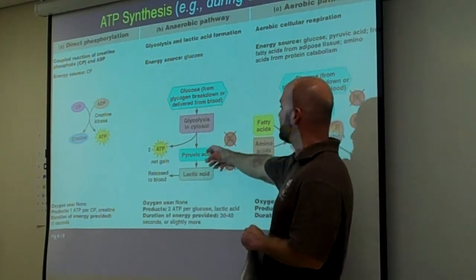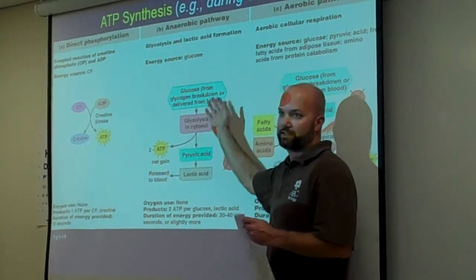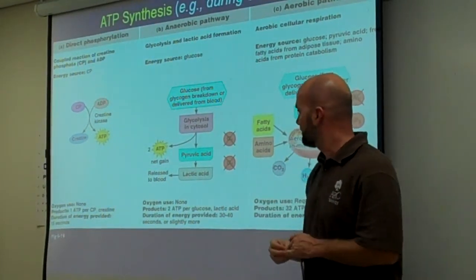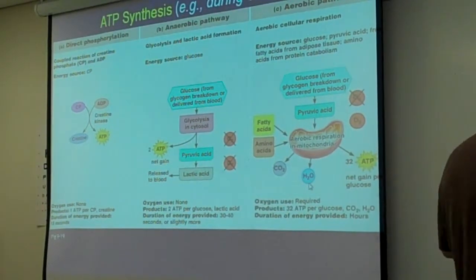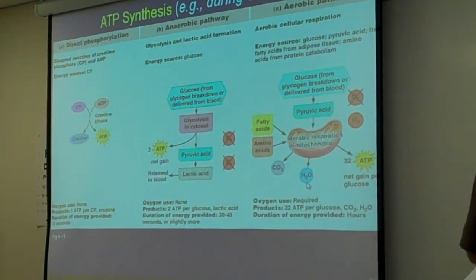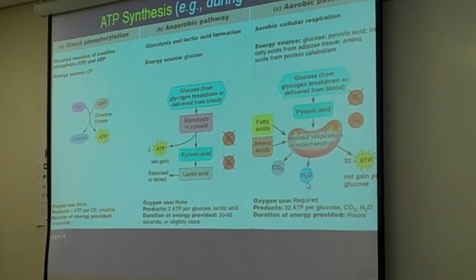Why convert pyruvic acid to lactic acid at all? Why not just leave it as pyruvic acid? Here's my hint. It goes back to chapter 2, equilibrium reactions. In theory, it can go both directions, but we're going to do something to keep it flowing from left to right. So, never mind that for a moment. What do you do to keep this reaction going from left to right?